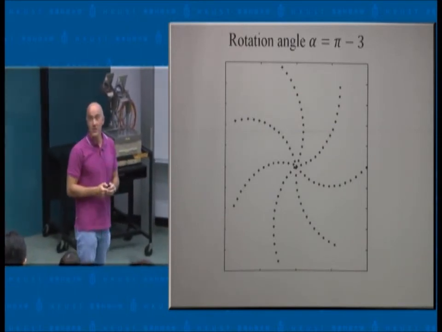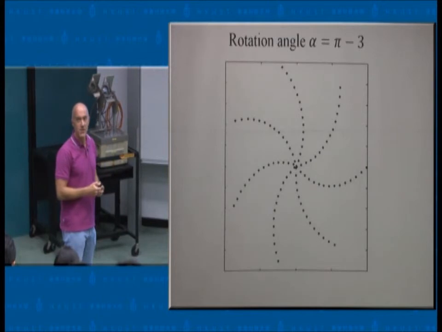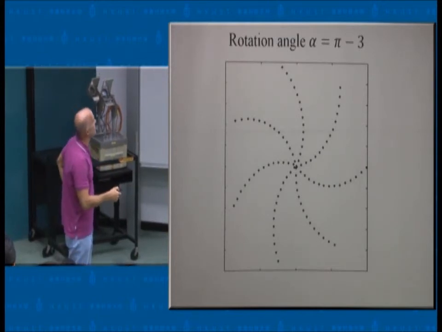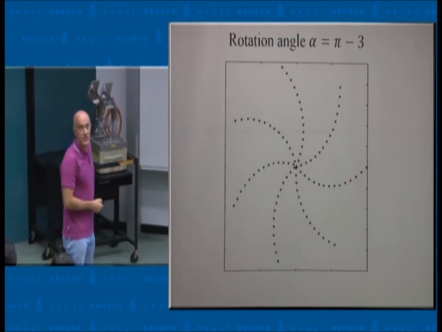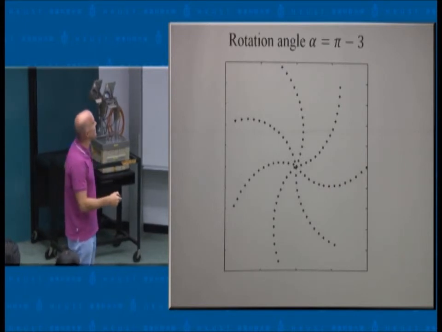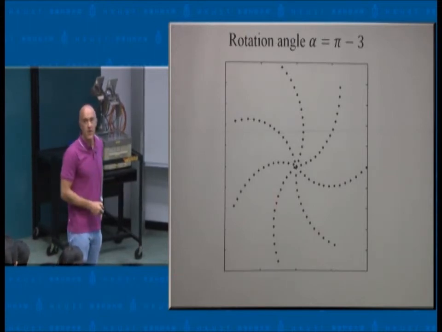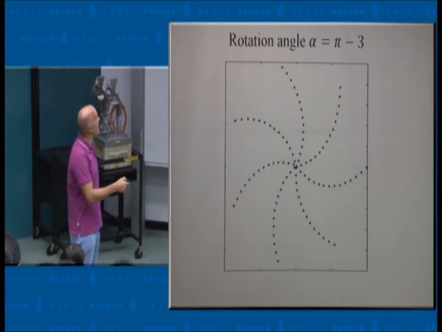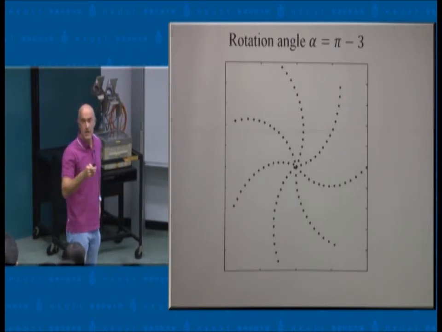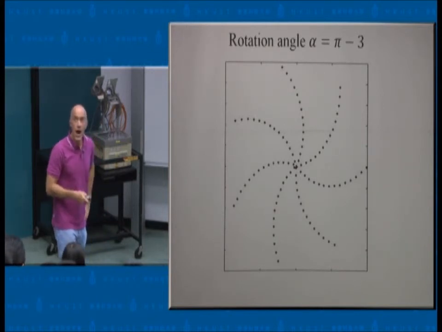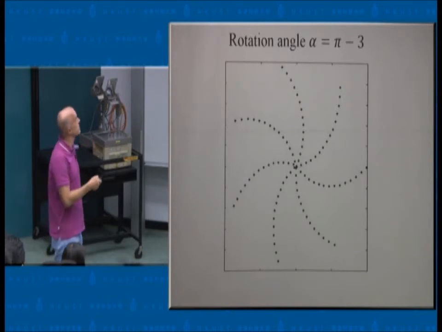We get spirals. We get spirals. 1, 2. I can count this, right? Not too many. 1, 2, 3, 4, 5, 6, 7 spirals, right? 7 spirals. They're going counterclockwise, right? 7 spirals. Okay. Why do we get 7 spirals?